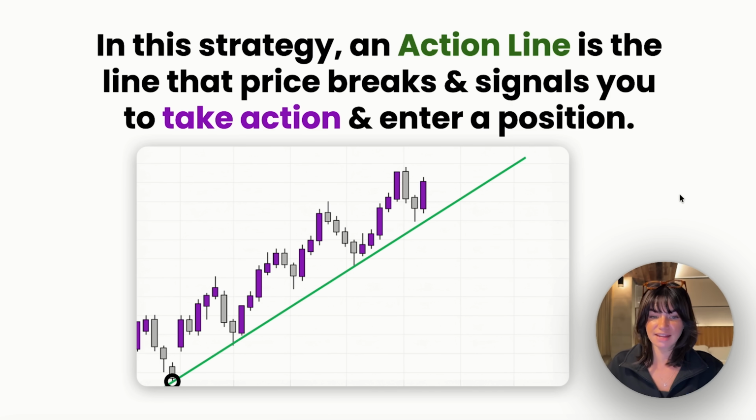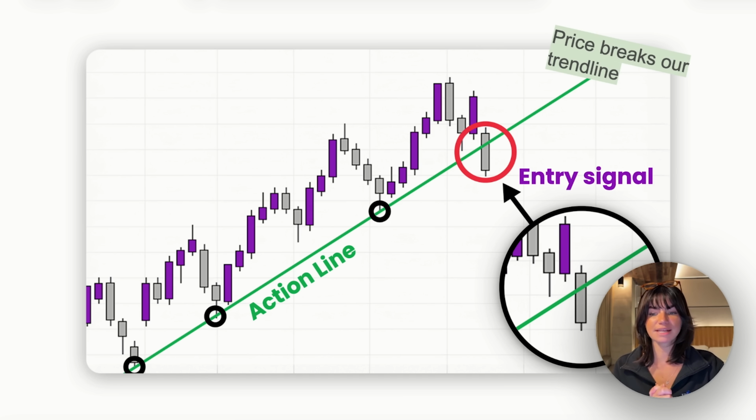So at first the trend line doesn't have a name yet. Right now this is just a trend line, and we can describe it by saying it's a green trend line or it's an upward trend line. But it doesn't get a name yet until price breaks the line. Once price breaks it, it is time to take action. That's why I call it my action line. This is your time to take action and enter a position. Boom. Price breaks our trend line. This is our entry signal. This is time to get in, time to take action.